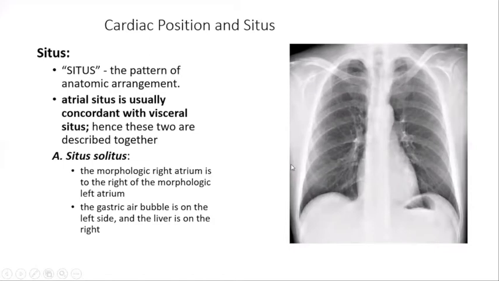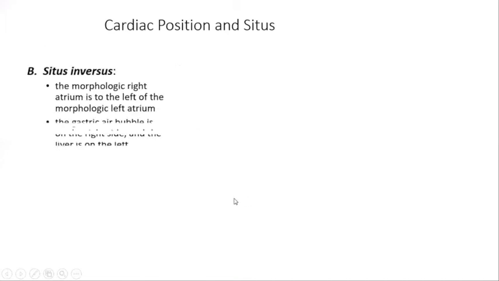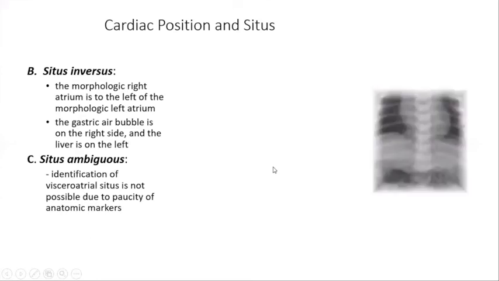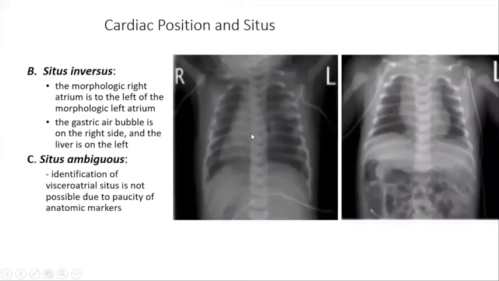Then situs solitus. Situs solitus is when the right chambers of the heart are toward the right side and the left chambers of the heart toward the left side. So this is situs solitus. This is normal. Now situs inversus occurs when the right chambers of the heart are toward the left side, and the left chambers of the heart toward the right side. So this is situs inversus.